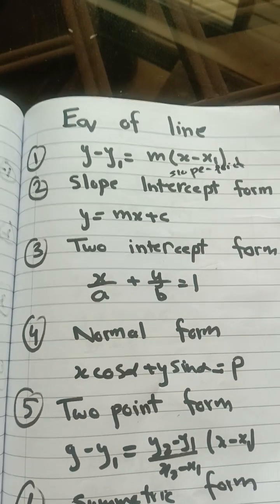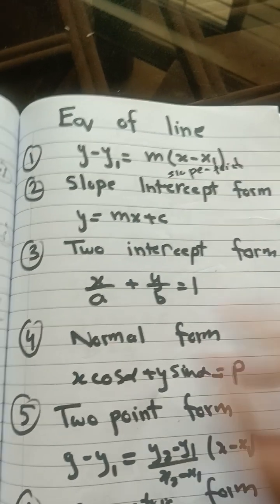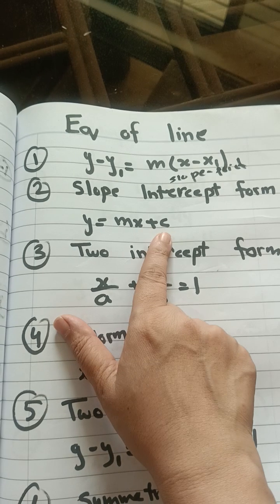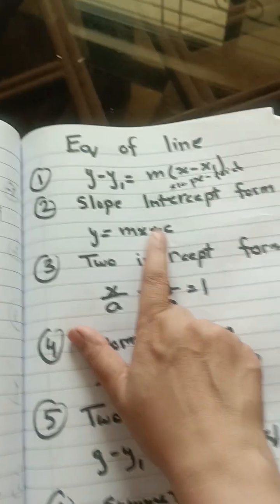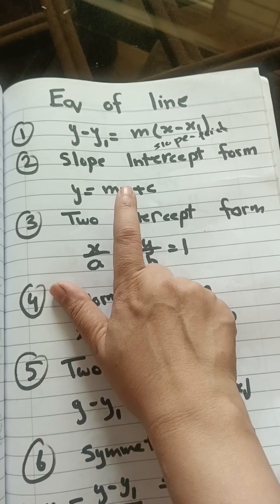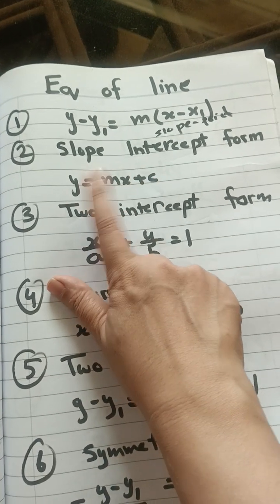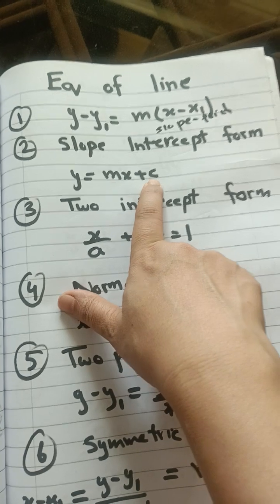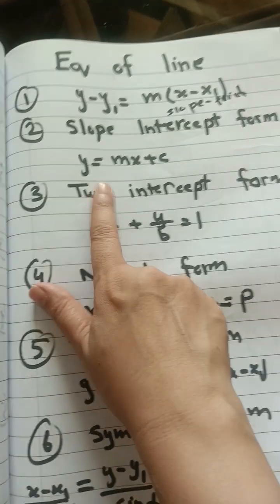Now we will calculate all the other 5 forms. Slope intercept form, which is y is equal to mx plus c. You will remember it, memorize it. Y is equal to mx plus c. This is the slope intercept form. This c will be the y-intercept. I will calculate it to answer all questions.